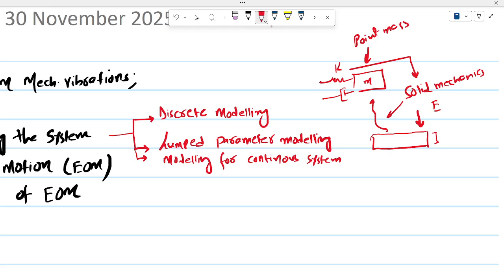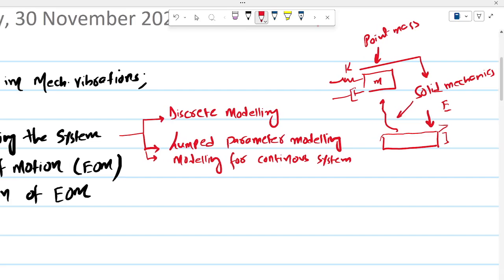The third approach is modeling for a continuous system. So we directly take the system with all of its dimensions, and then we consider the vibration of the system. If it's a string, we also take into consideration the length of the string. If it's a beam or a bar, we also take into consideration the height, width, and breadth of the bar as well. So that is continuous modeling of a system, and we will look into continuous modeling towards the end of the semester.